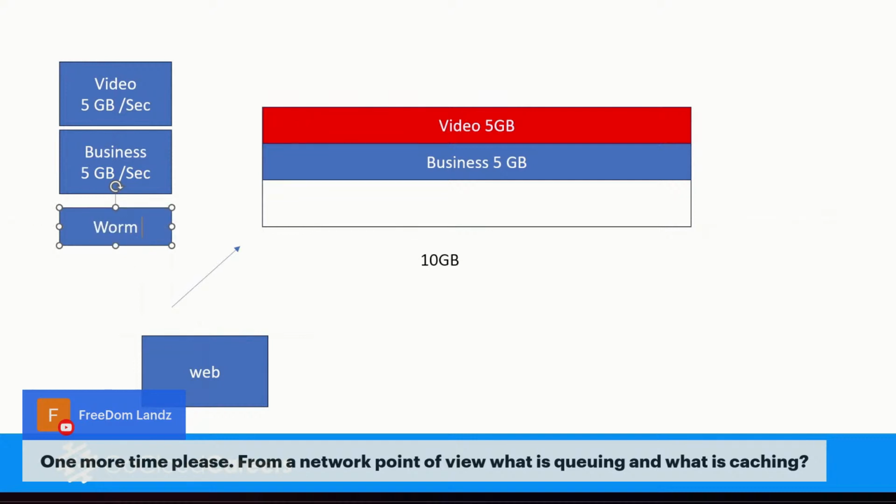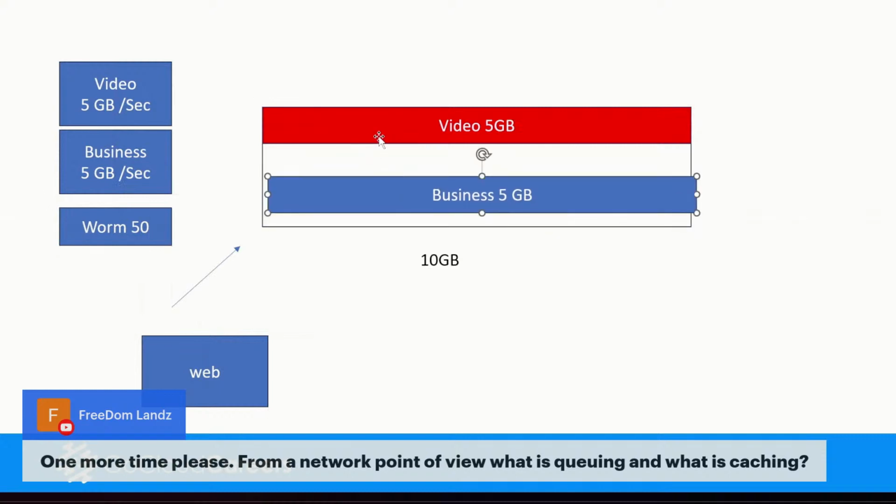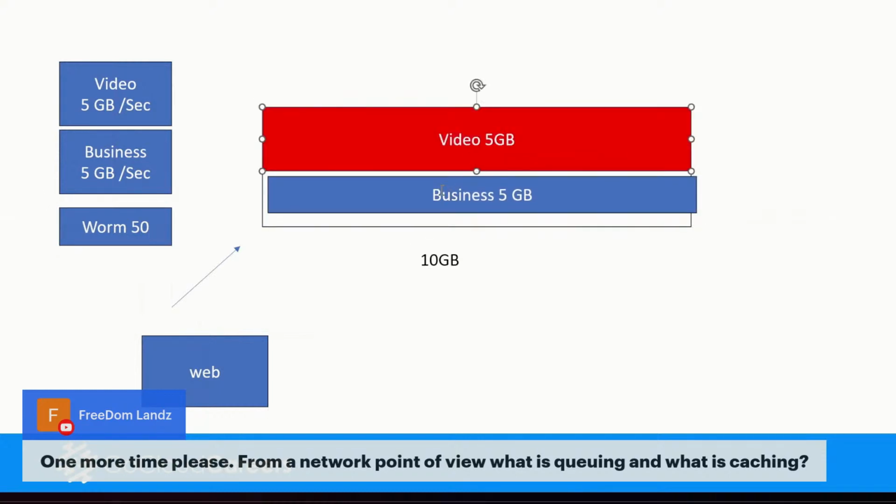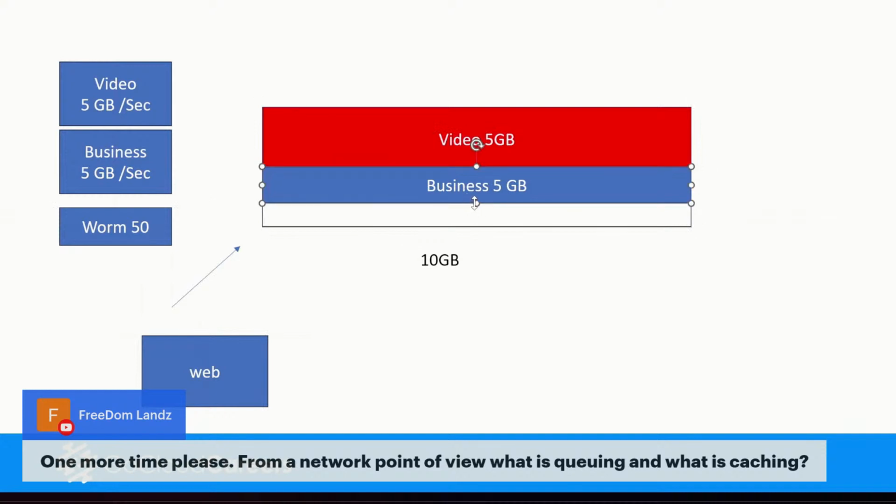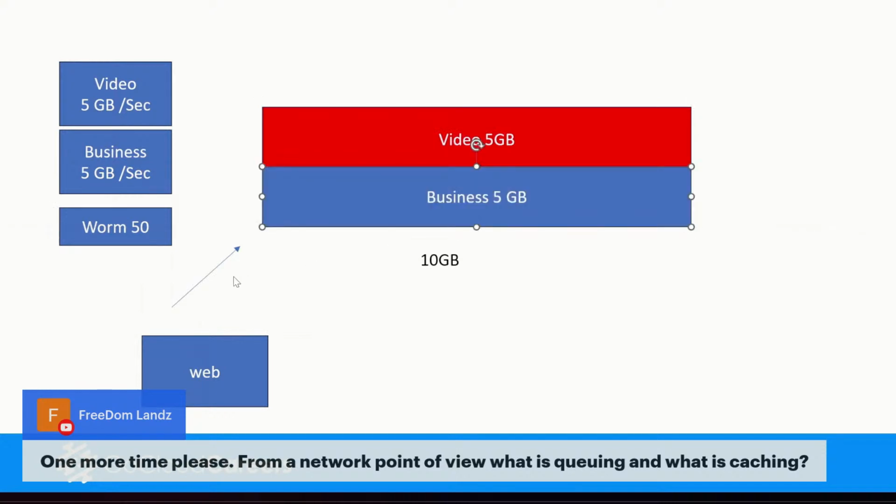So let's say we've got a worm, and the worm is generating 50 gigs of traffic, and we only have 10 gigs. Well, if we prioritize the business, which is 5 gigs, and then the video, which is 5, now this worm wants to send its worm data, infect our entire systems, and it's got no place to go. It can't fill up our link. So that's where we're using what's called quality of service. It's often called queuing in networking, and that's the point behind it.